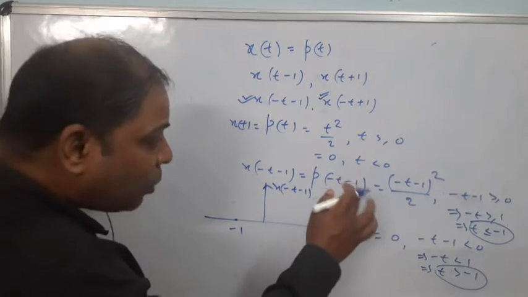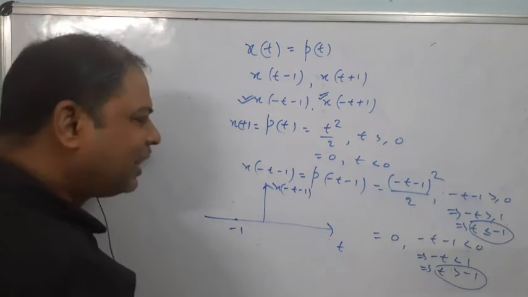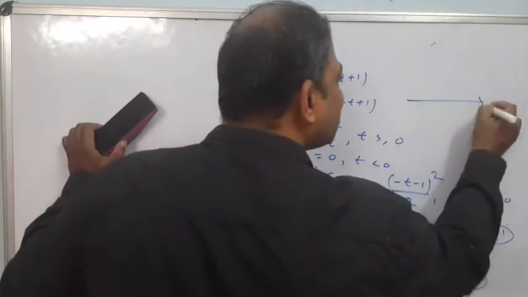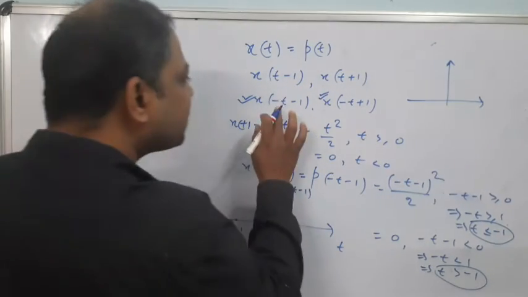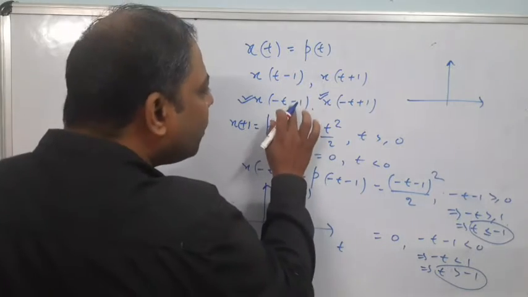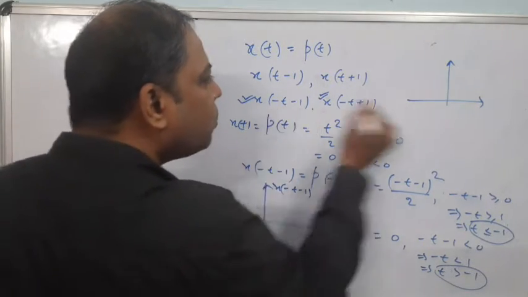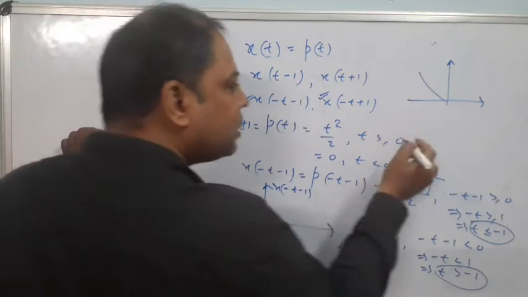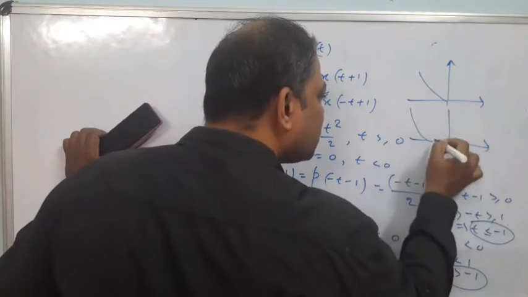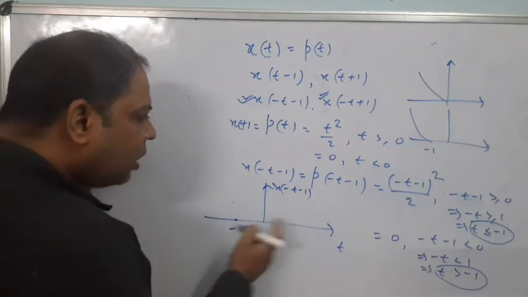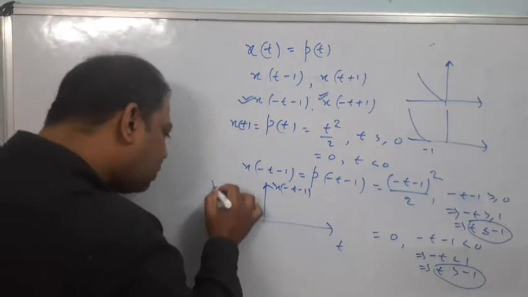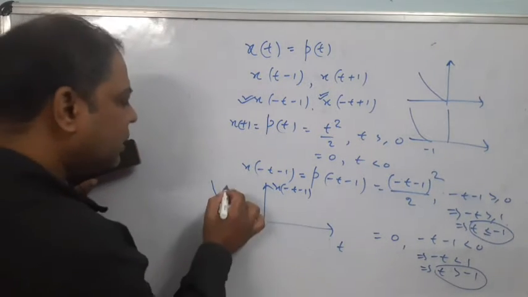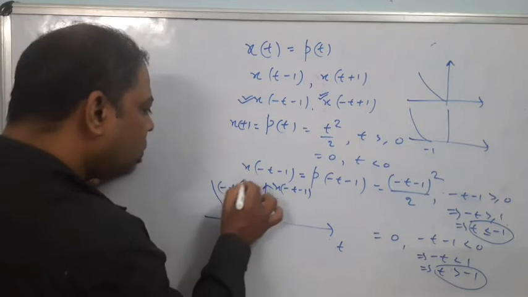So that means how to sketch this curve? Actually the curve I have discussed very quickly: minus t minus 1, first fold it. After folding it becomes this, then shift towards what? Left. That means the curve structure was this. That means here whatever this equation is, it will show this curve. Actually this equation is minus t minus 1 whole square by 2.